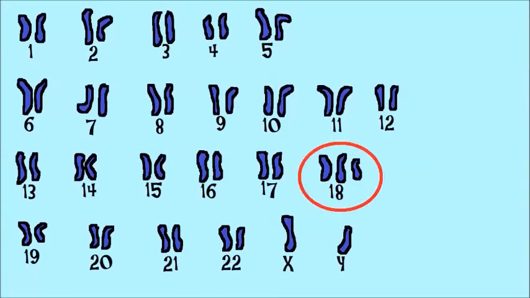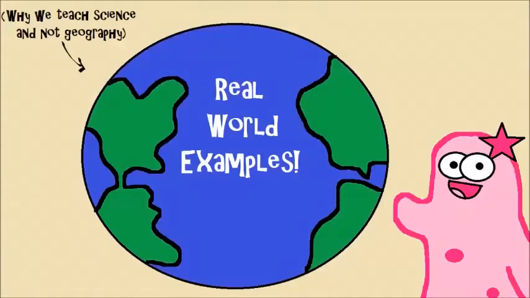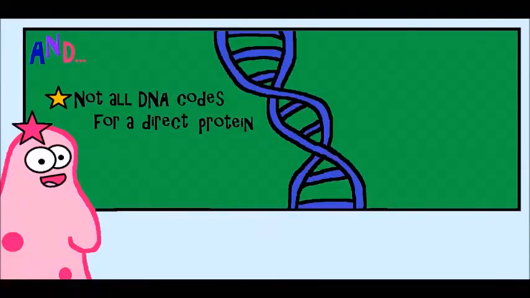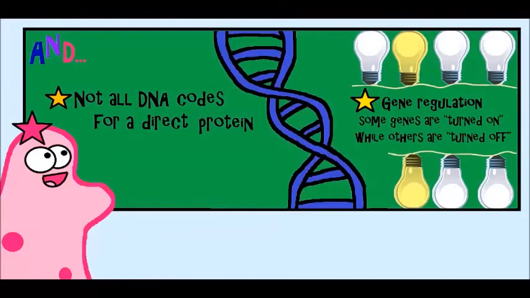Different chromosomes contain different genes, so the specific chromosome that's affected really does make a difference in the result. And let's talk about some real-life examples now of mutations. Remember, we said that a lot of times mutations can have a neutral effect. Not all of your DNA codes for a direct protein, and other genes in your body can even influence whether those genes are going to be turned on or turned off.